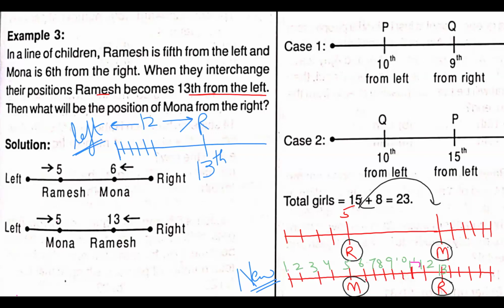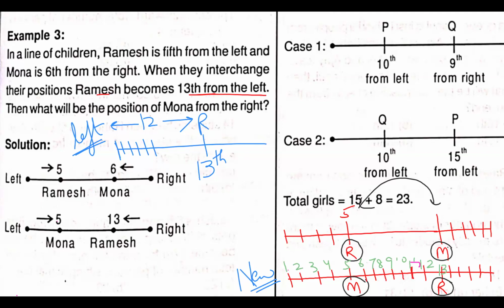But the question is what? Now we'll see what is the question. The question is what will be the position of Mona from the right? We are asked the position of Mona from the right. So since we have drawn the full arrangement, now we can just count how many persons are sitting to the right of Mona, or we can just start counting from the right hand side. Whatever will be the position of Mona, that will be the answer. And be very sure from which side we have to count, from the left side or from the right side.